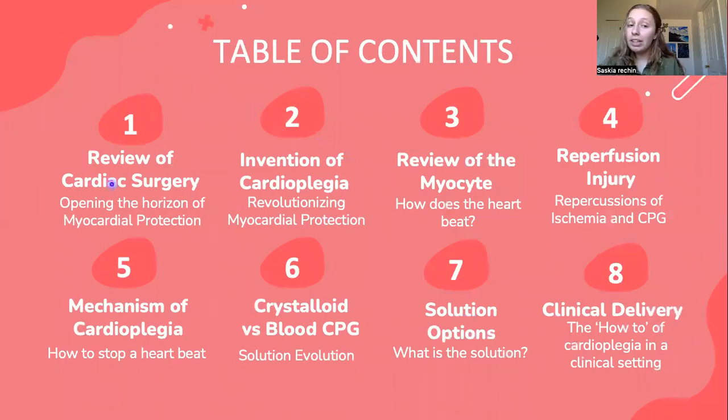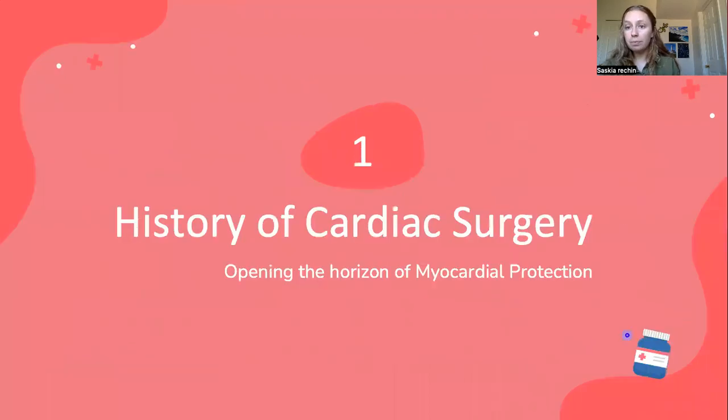So we're going to quickly review cardiac surgery and the invention and implementation of cardioplegia in it. And then we're going to review the myocyte before going into discussing reperfusion injury and the mechanisms of cardioplegia. Then we're going to discuss the evolution from crystalloid to blood cardioplegia, review some of the clinical options for cardioplegia, and then talk about its delivery.